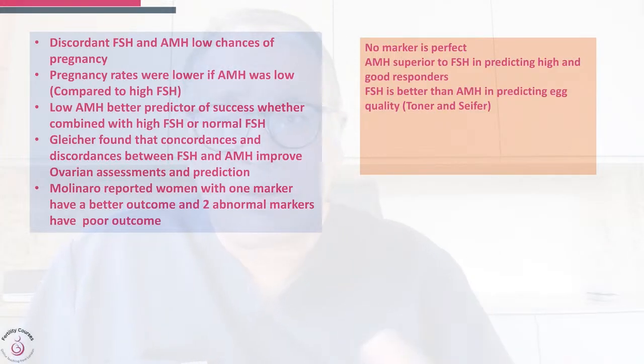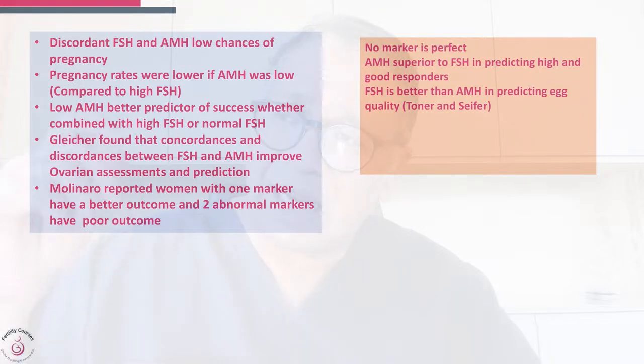Gleicher found that discordance does occur between FSH and AMH, and this can improve. And I agree with that. I tend to see it in my practice that you will see AMH keep fluctuating, and you'll see antral follicles keep fluctuating, and that is quite important because you'll know when to stimulate the ovary. And if you create a haste in these cases, you end up having a very poor response.